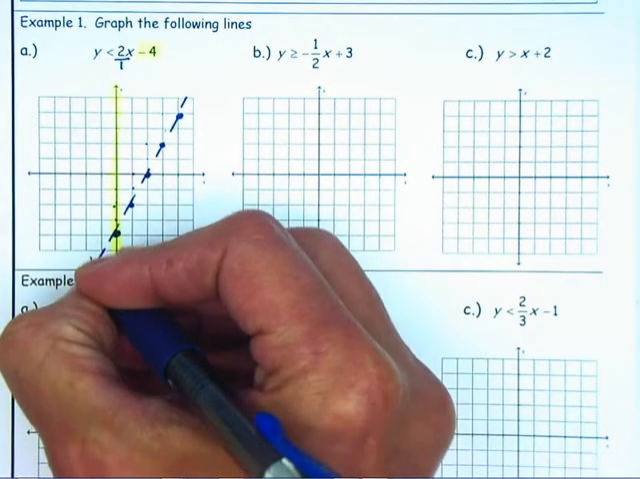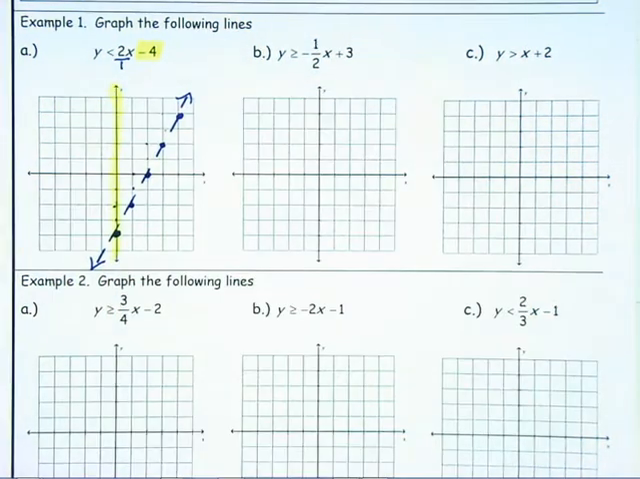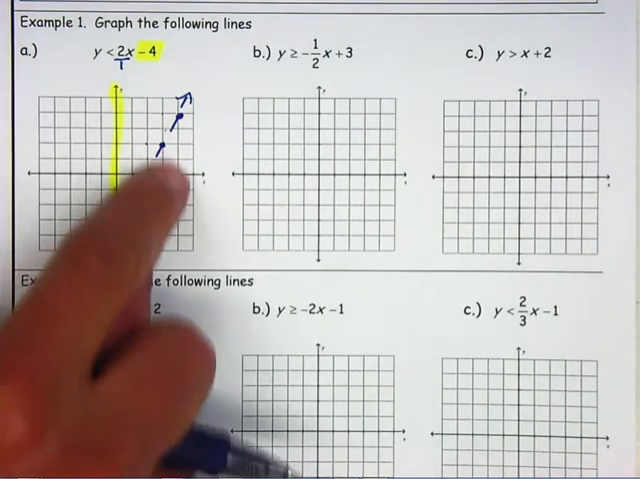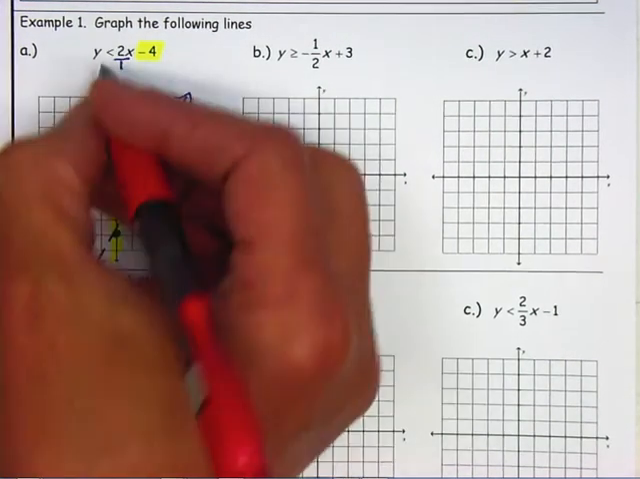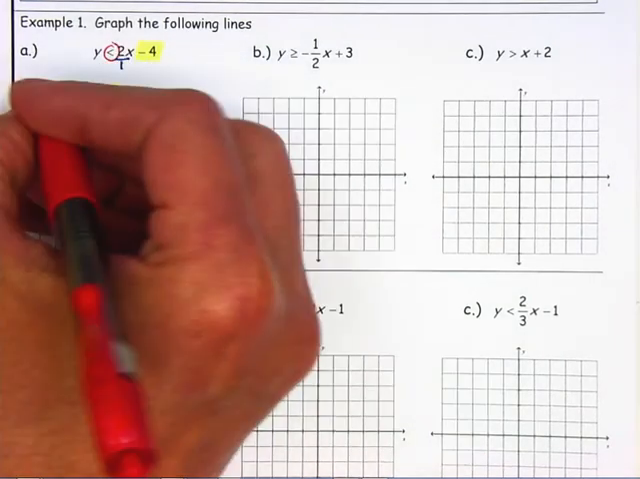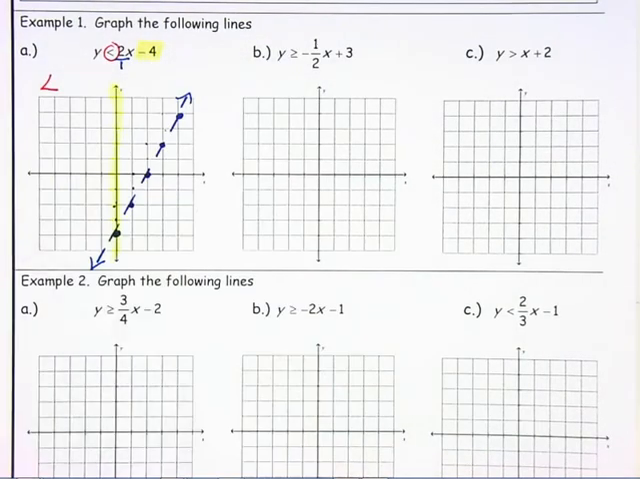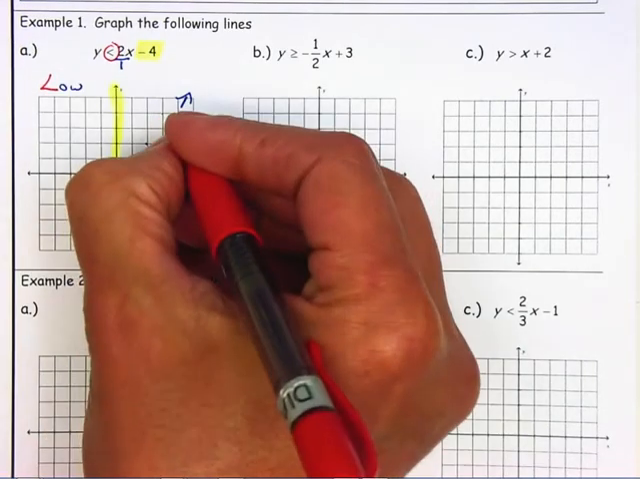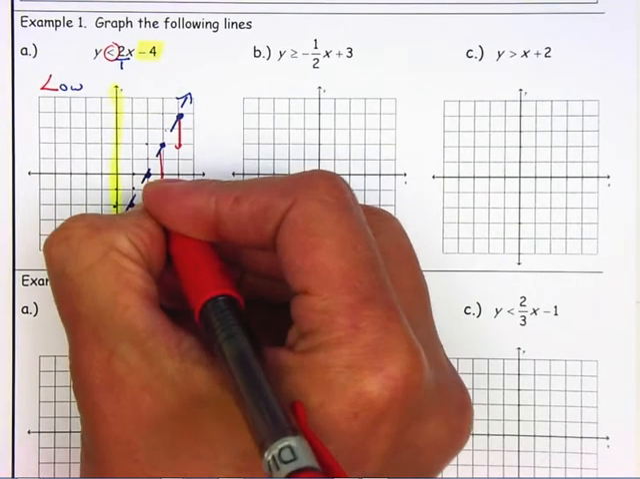So I'm making a dashed line. Next, I need to decide if I'm going to shade the top section or the low section. In this case, we have a less than, so it will be the low side. And I'm going to place several arrows. So I'm going to place an arrow on each of the points.